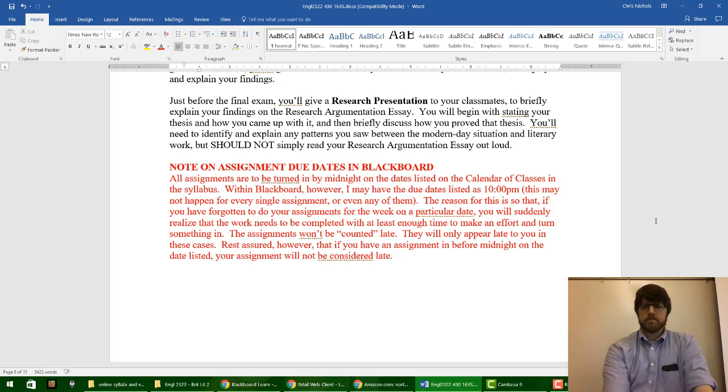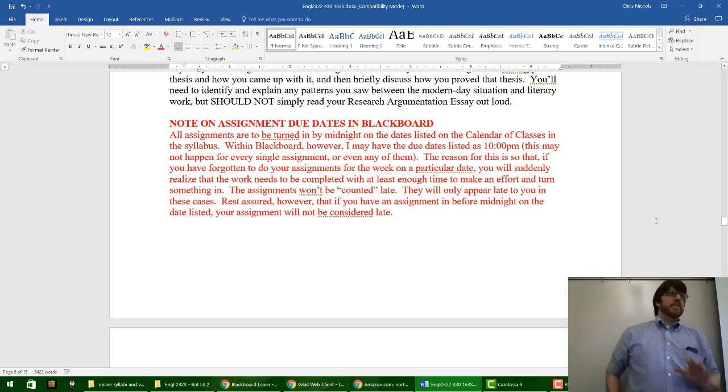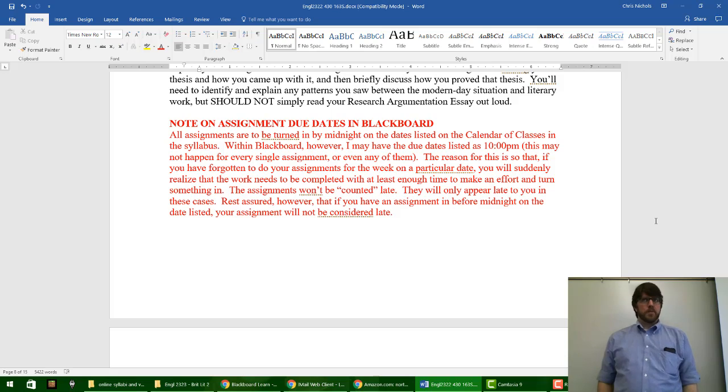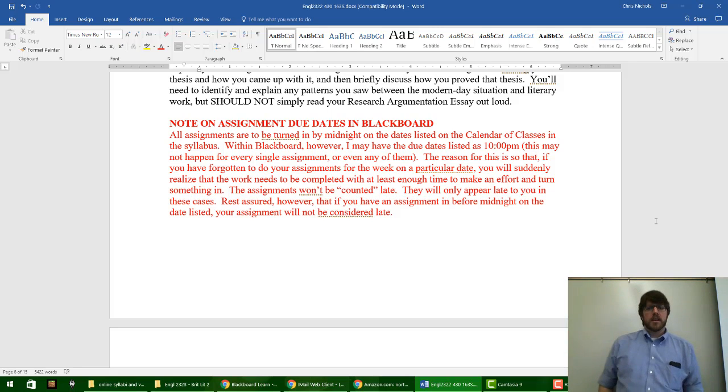We'll wait till later. Now, note on the assignment due dates in Blackboard, I believe I've done a very good job on Blackboard of fixing all the due dates, making sure that they match up with the calendar here, and that the times have been changed to 11:59 p.m. instead of 10 like I used to. All assignments are to be turned in by midnight on the dates listed on the calendar of classes in the syllabus. Within Blackboard, however, I may have due dates listed as 10 p.m. sometimes, and this may not happen for everyone.